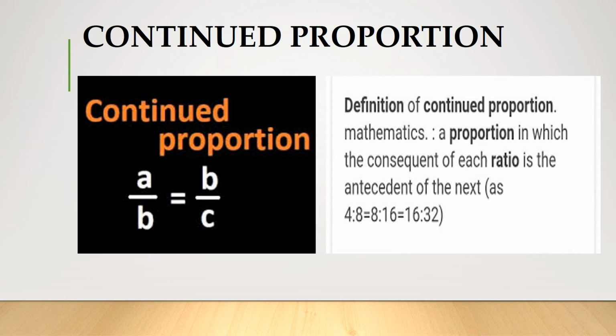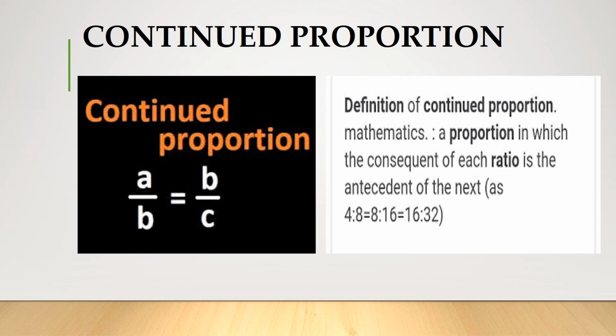What is continued proportion? In a continued proportion there are three terms: first term, second term and third term. For example, A is the first term, B is the second term and C is the third term. So B is the mean term which is repeated. So you can write A by B is equal to B by C. In a continued proportion, if you cross multiply, you get B square is equal to A into C.